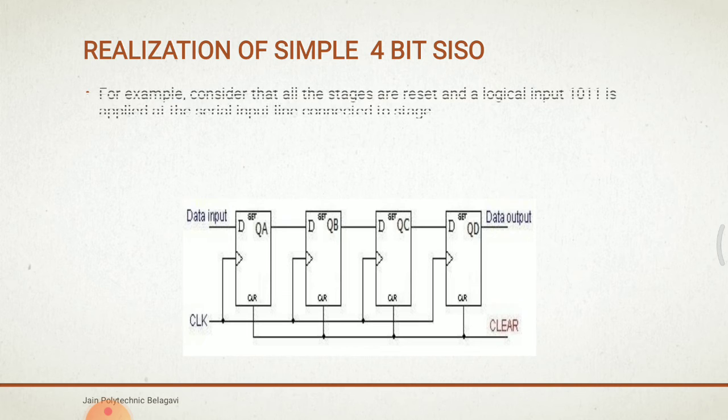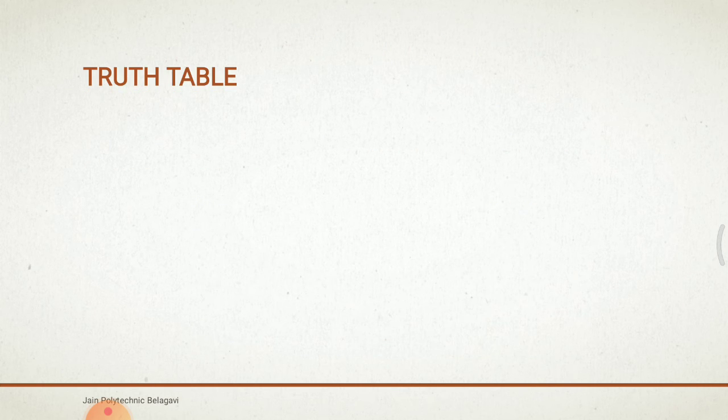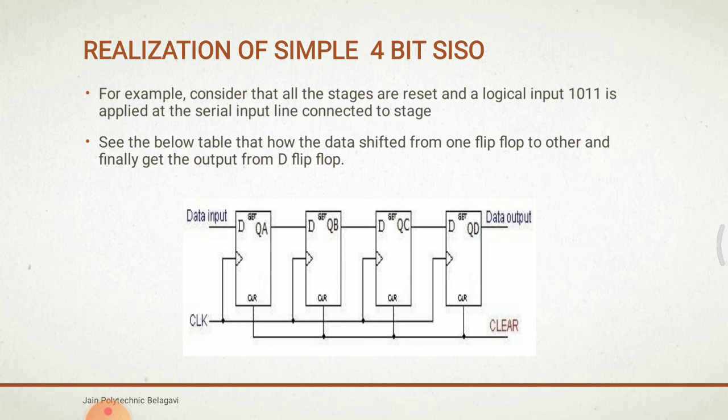See here, first, the realization of the simple 4-bit serial input serial output register. You can take an example. Consider that all the stages are reset, and the logical input 1011 is applied at the serial input line connected to the stage. You can see the table and the diagram here. In serial input serial output, data is shifted to the right side. To transmit 4 bits of data, a basic 4-bit shift register can be constructed using 4 D flip-flops. I am considering D flip-flops.